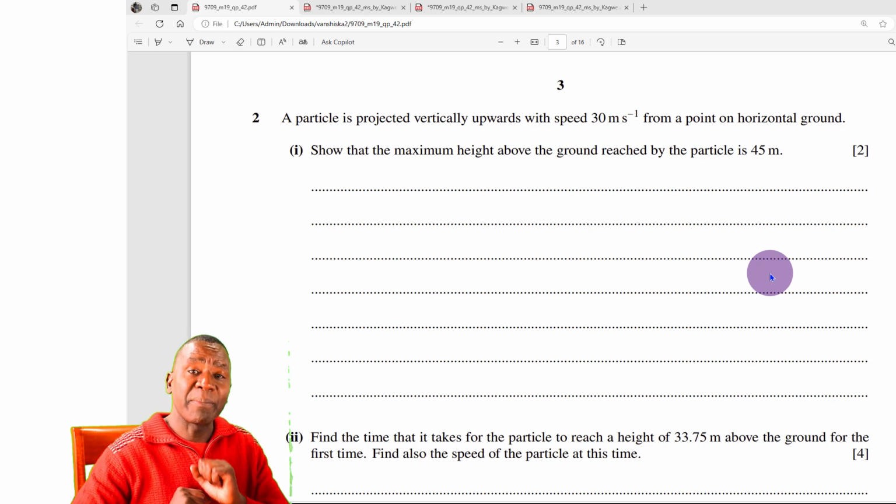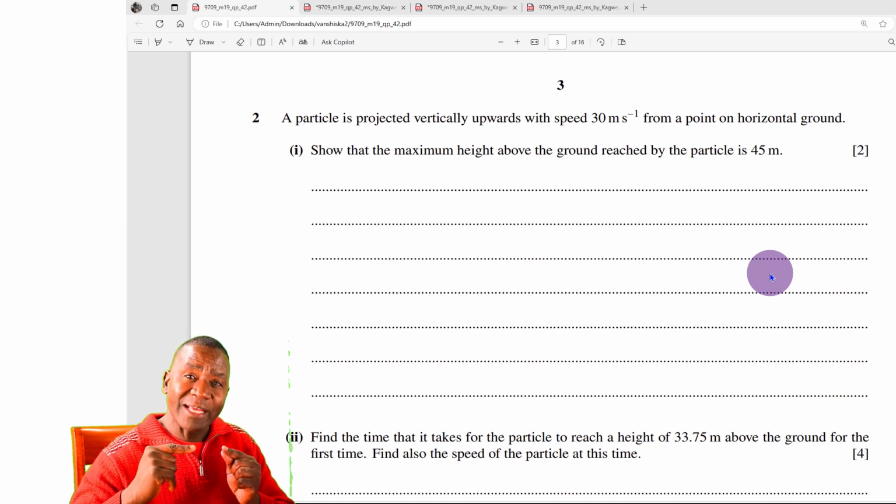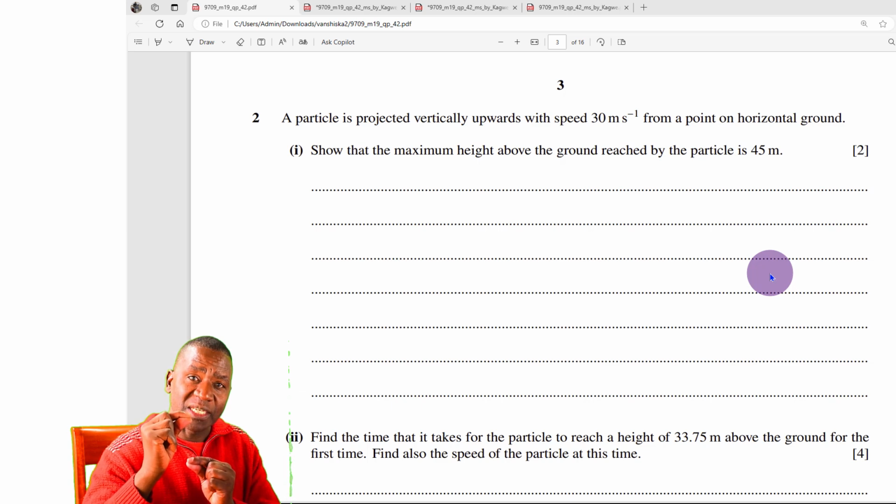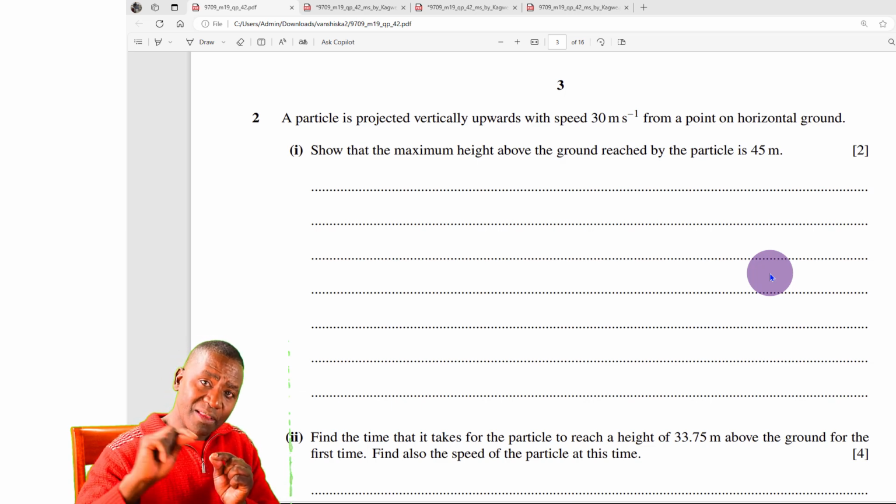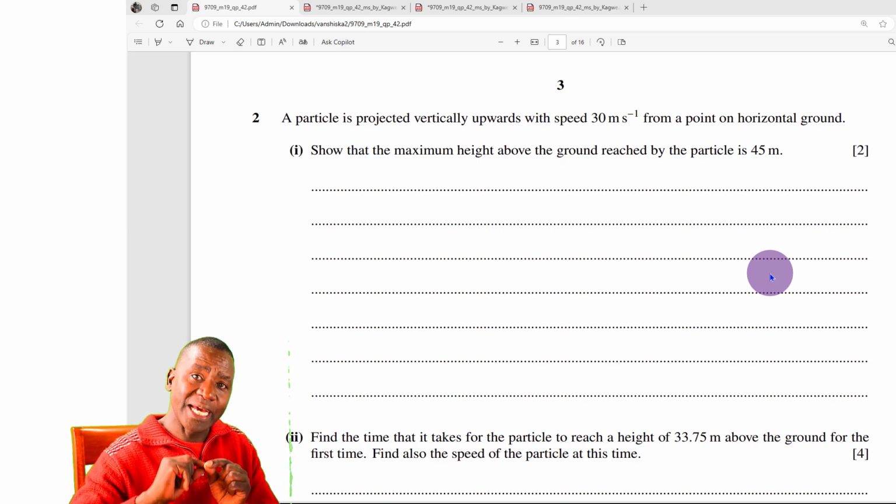I'd like you to remember the definition of displacement. It is distance in a specified direction. It is the length of the path between 2 points, and then we give that path a given direction.